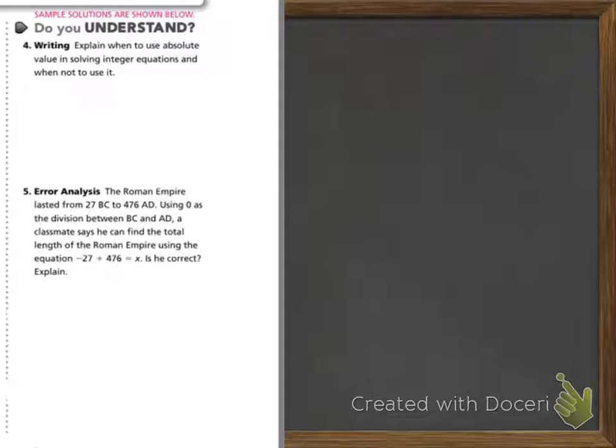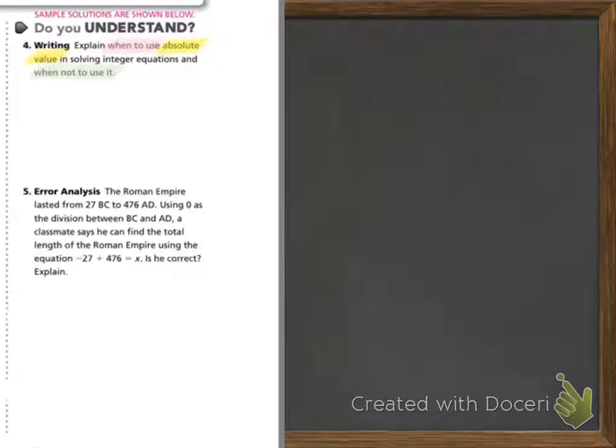So here are two examples we had from class on the close and check that we didn't get to finish. I'd like to just briefly talk about them. Explain when to use absolute value in solving integer equations and when not to use it. So let's break down the question. When do you use absolute value? When do you not use it?